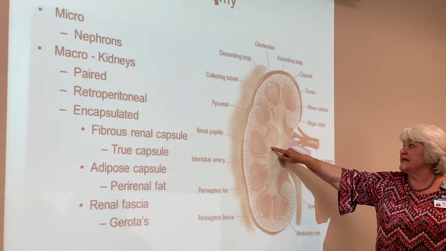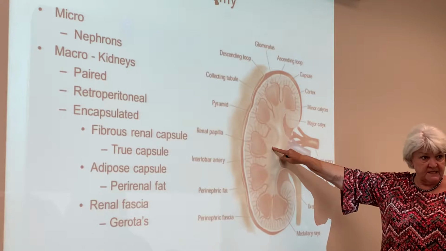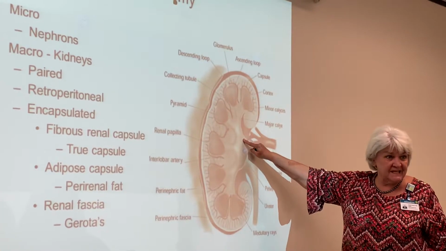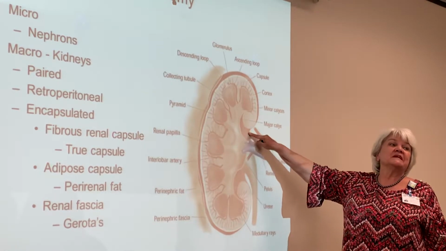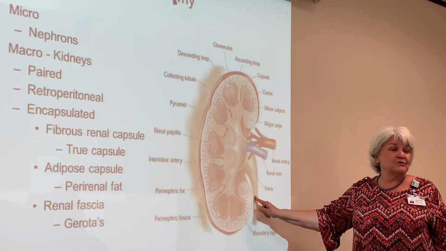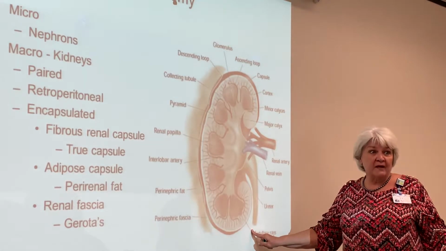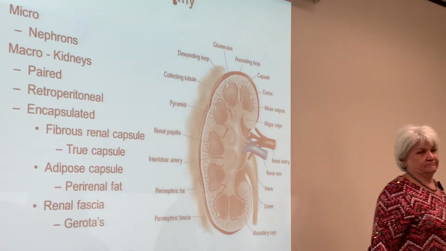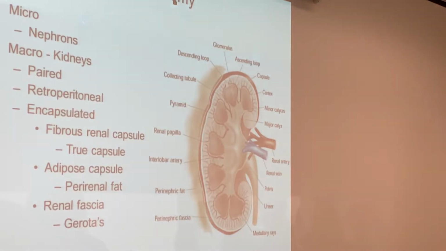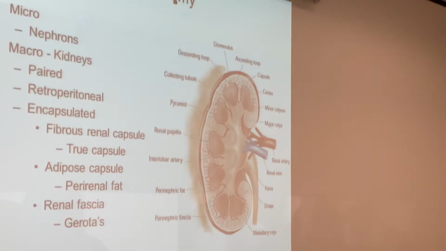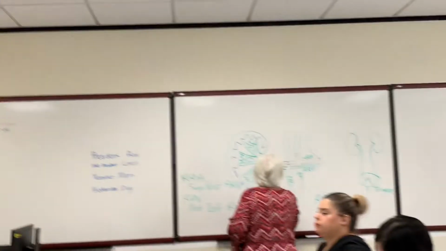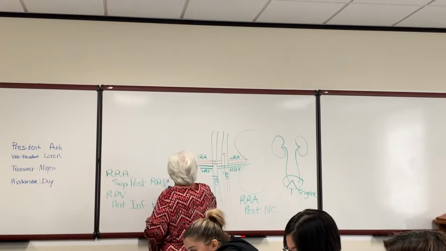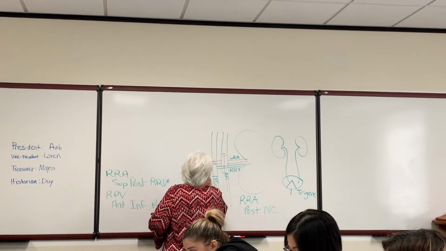The papilla drains into the minor calyces. The minor calyces drain into the major calyces. The major calyces drain into the ureter. The ureter drains into the bladder. The bladder drains into the toilet. Okay?